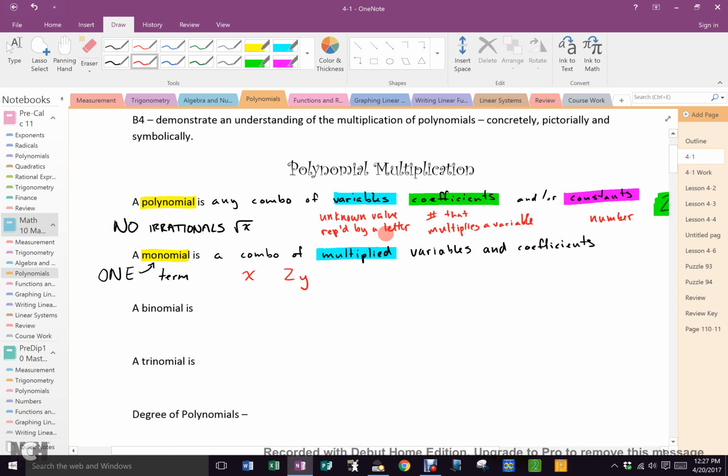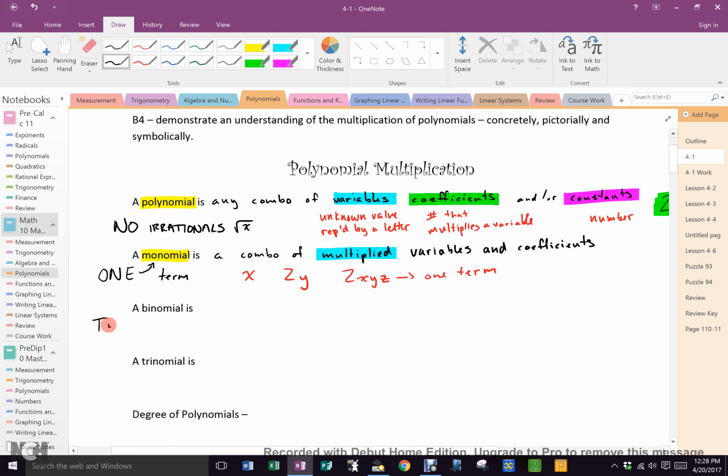Is this a monomial? 2xyz. Yes or no? Yes. Why? Because they're variables that are multiplied together. It doesn't matter how many there are. As long as there's only multiplying, it's one term. Even though this has three things in it, it is one term. Everybody cool?